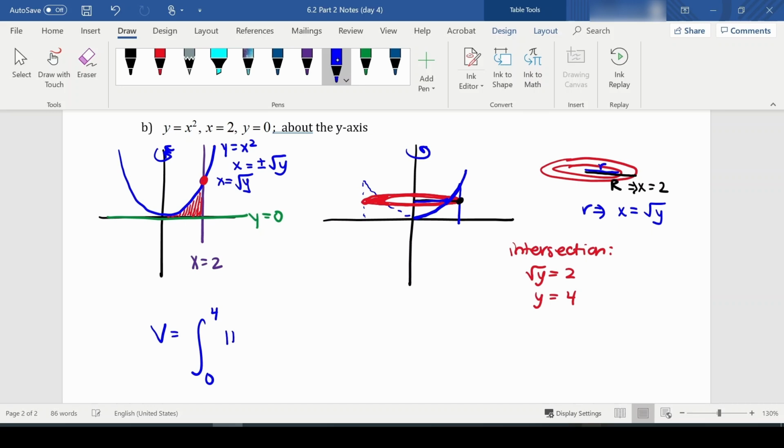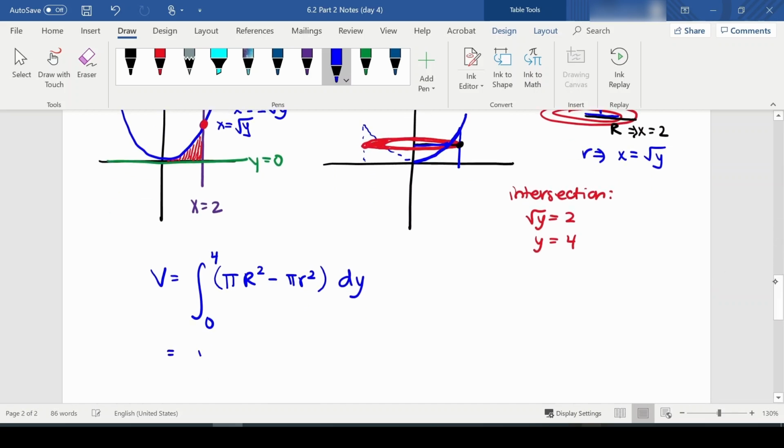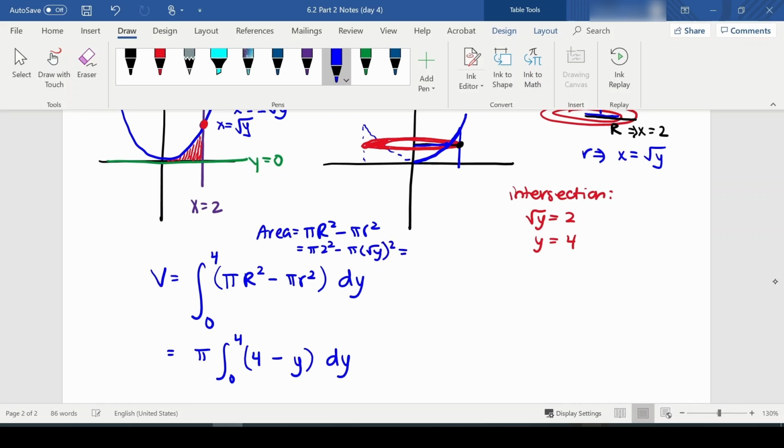And then we are taking pi big R squared minus pi little r squared, and we're integrating with respect to y. Okay. So that's going to give us pi. I can take that out. Big R squared is 4. Little r squared is y. And we're integrating with respect to y. So we can find our areas separately and then plug them into our formula. So we could have said, okay, our area is pi big R squared minus pi little r squared, which is going to give us pi times 2 squared minus pi times root y squared, which gives us 4 pi minus pi y, and done it that way. But we can also just go straight to the integration.